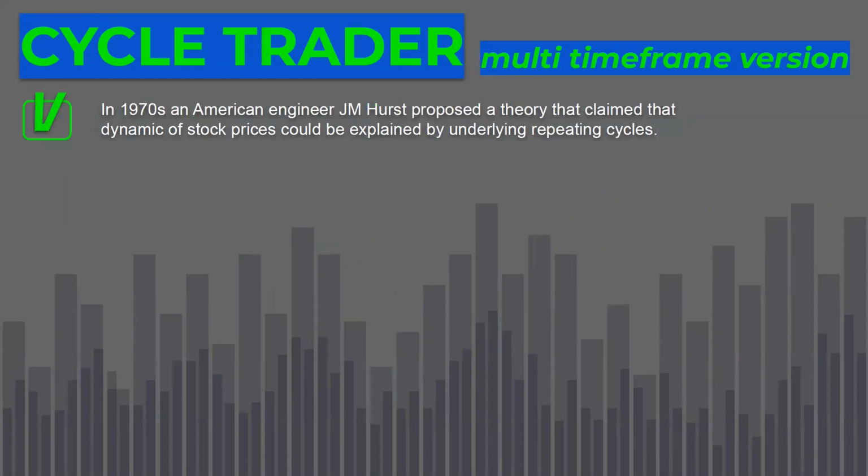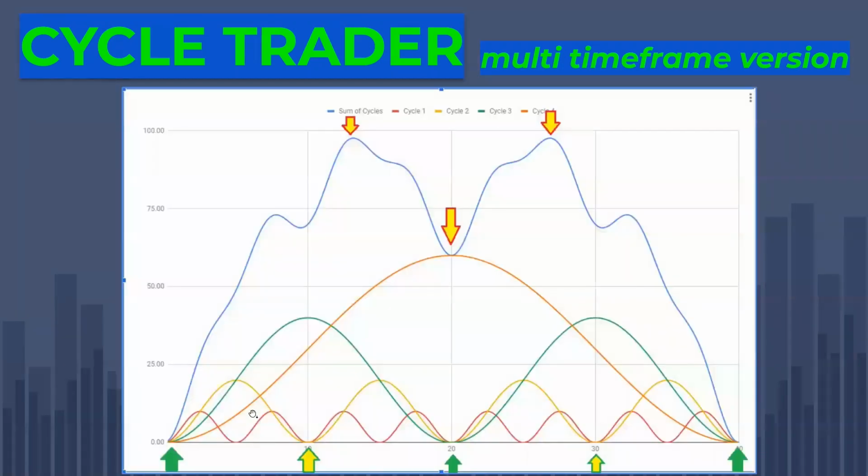The whole idea behind the cycle trader indicator and its multi-time frame version is the idea that was proposed in the 1970s by an American engineer, J.M. Hurst, who proposed a cycle theory. He claimed that stock prices are in fact driven by repeating patterns, repeating cycles. And we can actually show the price of a stock. Let's imagine that the blue one is a price chart of some stock.